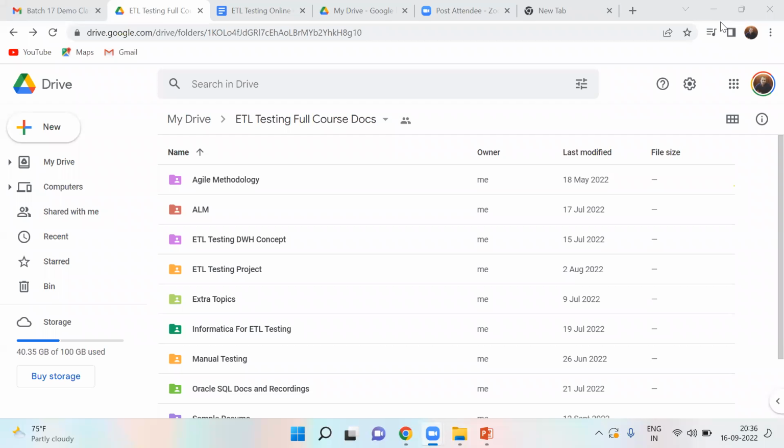ETL testing is very easy to learn and easy to crack the interviews. Surviving also will be easy. It's not so complicated. It's very easy compared to development and other things.